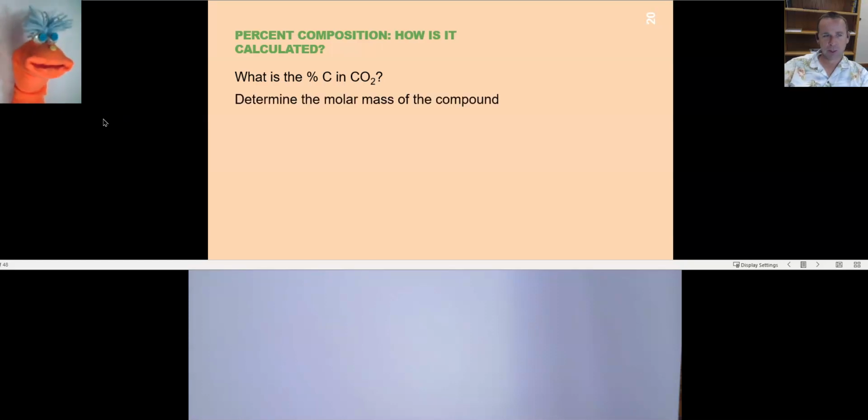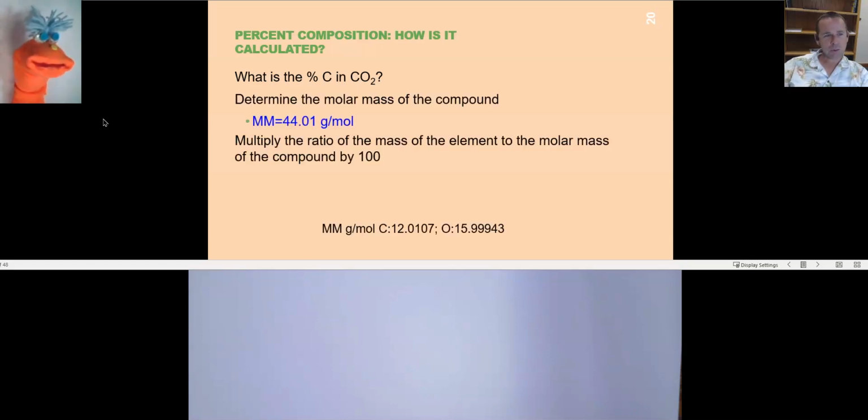Should be the percent carbon. That's right, very good. So 12 divided by 44, that's our percent carbon, times 100. And then the 32 divided by 44 would be the percent oxygen. Very good.